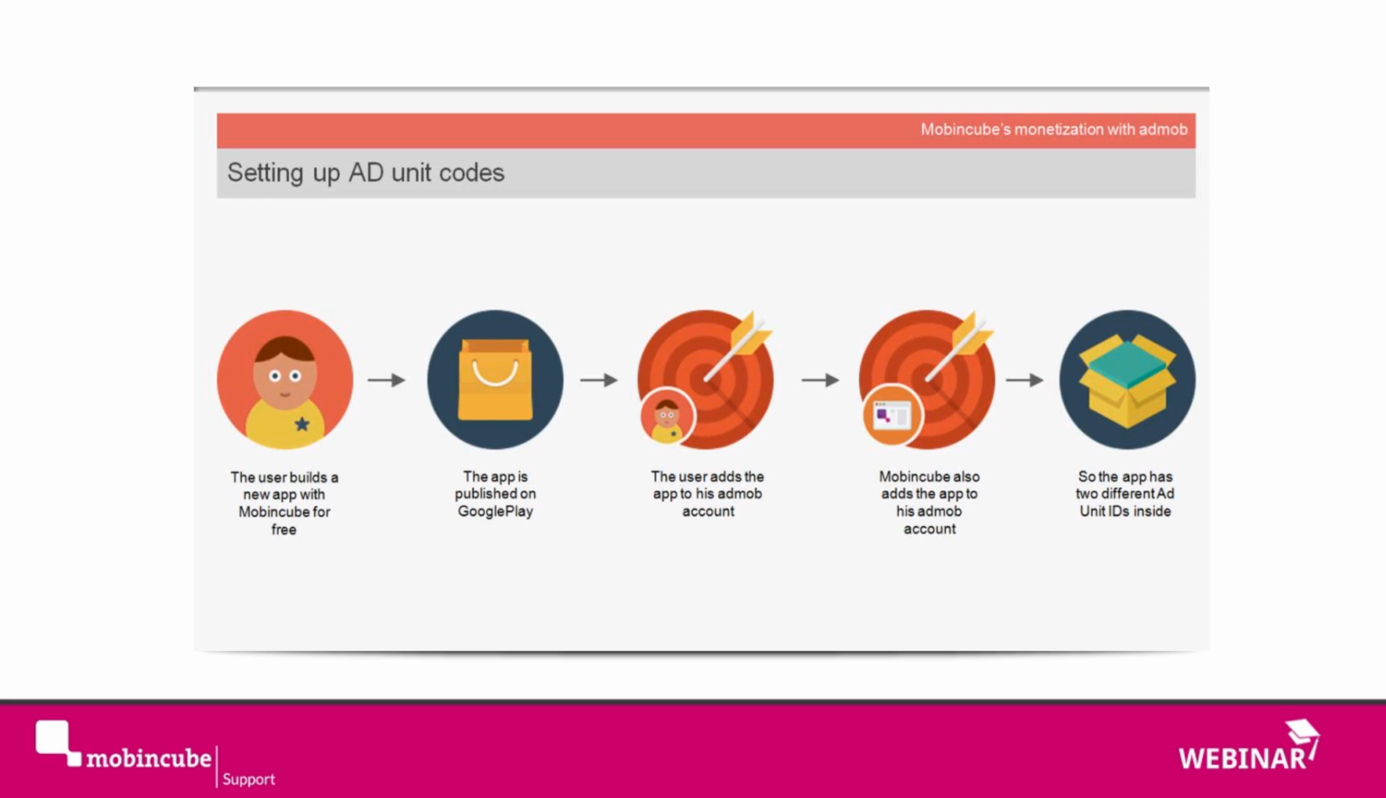At the same time, we do the same. We take your app, and we also have an AdMob account. We go to our AdMob account and set up your app there, so we get a different ad code. So we have your code and we have our code, and we put both codes inside your app.